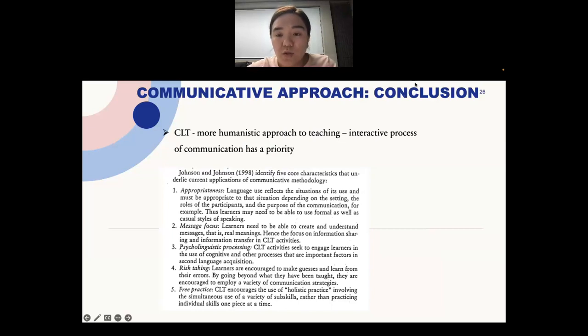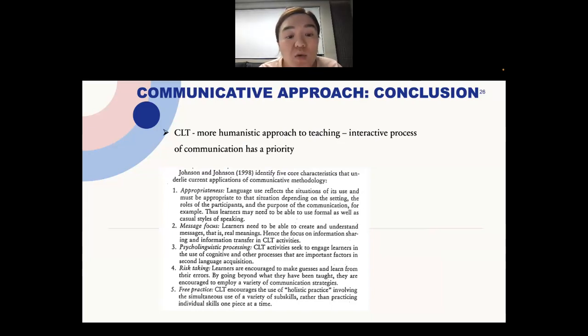Let's conclude the topic. CLT is a more humanistic approach to teaching, where the interactive process of communication has priority. Johnson and Johnson in 1998 identified five core characteristics that underlie current applications of communicative methodology. Firstly, they talk about appropriateness. Language use reflects the situations of its use and must be appropriate to that situation, depending on the setting, background, the role of the participants, and the purpose of the communication.